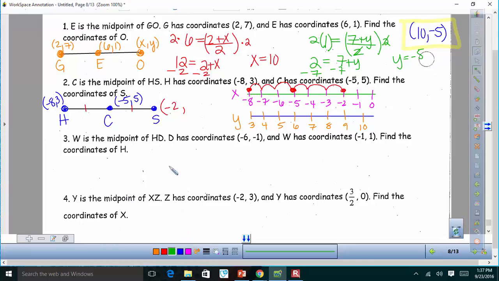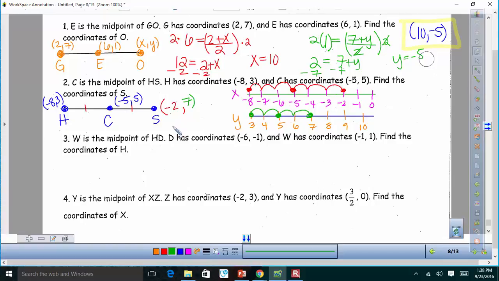Okay? Now we're going to do the same thing for Y. I started with 3 and I went to 5. So if I start with 3, how many times do I have to hop to get to 5? 2. 1, 2. So how many times am I going to hop to get to the endpoint? 2. So what do we land on? 7. So my endpoint is negative 2, 7.